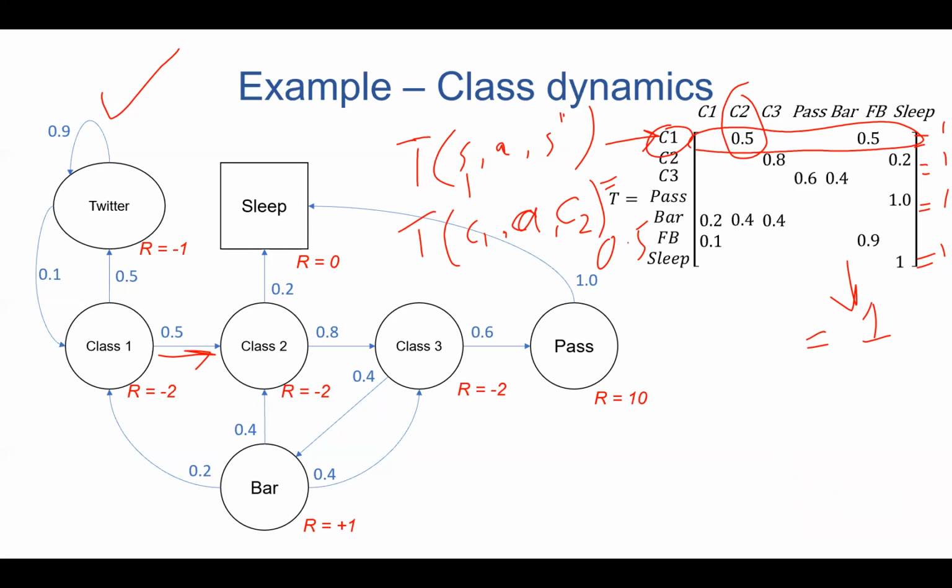So suppose that you're in row 3, which is C3. What can you do when you are in class 3? You can either pass or you can go to the bottom. Look at these arrows, right? You see there is a 60% chance when you're in 3, you can pass or you can go to the bottom. And the sum of those probabilities is equal to 1. That's what I meant.